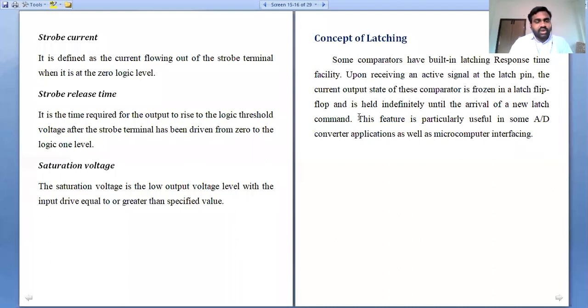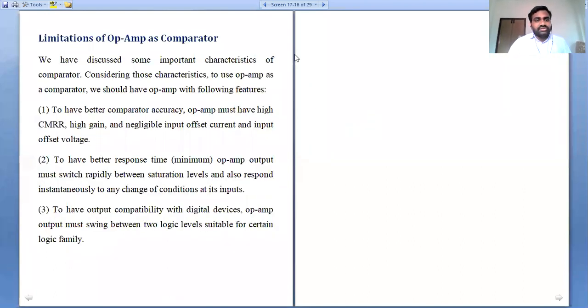Okay, we will use a flip-flop concept here for an instant of time. So that is called the concept of latching. Coming to the next one, limitations. We observed the behavior of the voltage limiter as a comparator, we observed the various characteristics of the operational amplifier, and next we observed the concept of latching. So now we are discussing the limitations of the comparator.